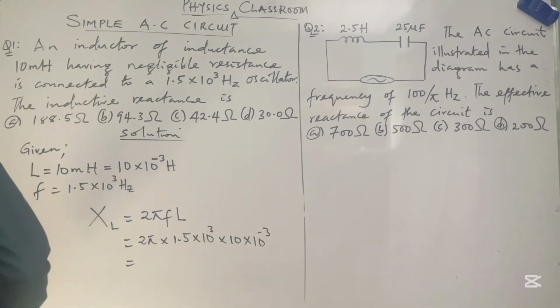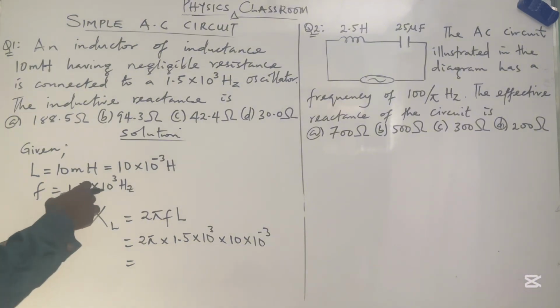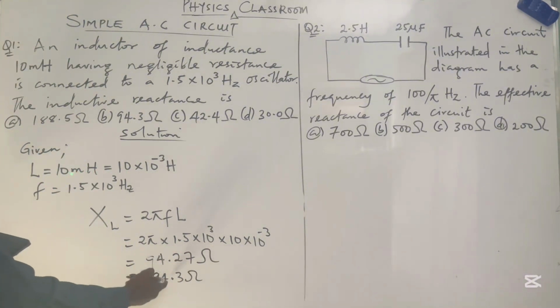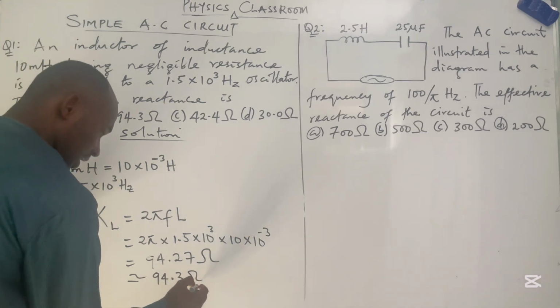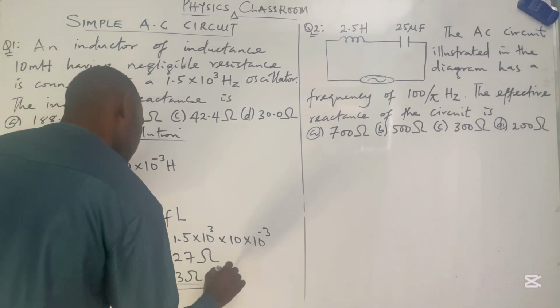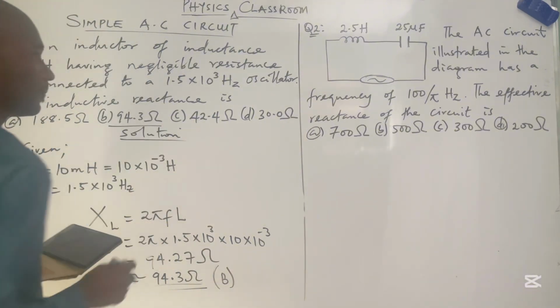So if you punch your calculator correctly, you get 94.27 ohm, which can be approximated to 94.3 ohms. That's option B. Option B is correct here.